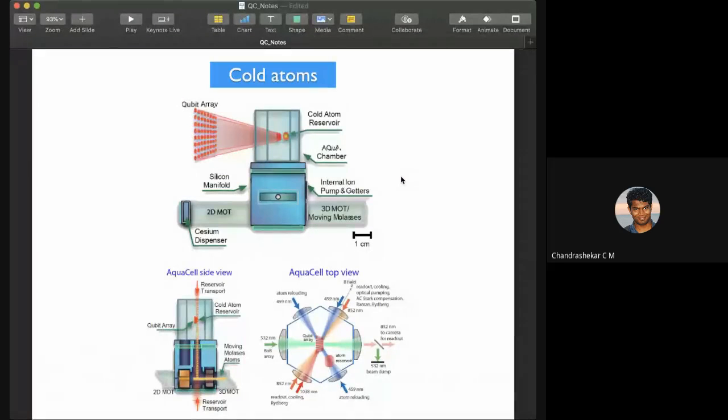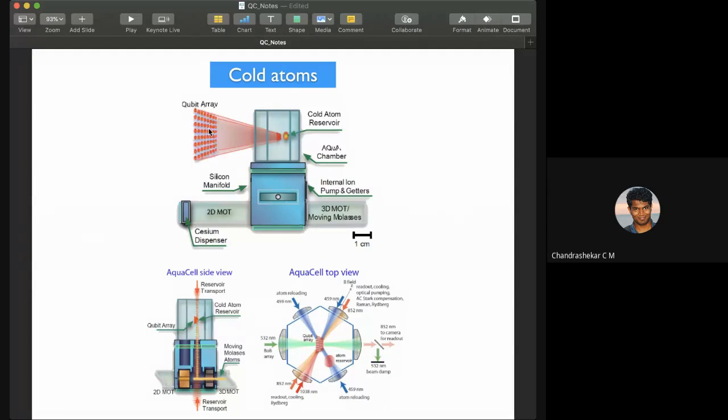Okay, so this is another structure of how people are trying to build qubits, which is cold atoms. So you take some of these ultra cold atoms, which are alkali atoms. You can use laser techniques to cool them in a vacuum and then trap them at some point, and then you try to control their internal energy levels.